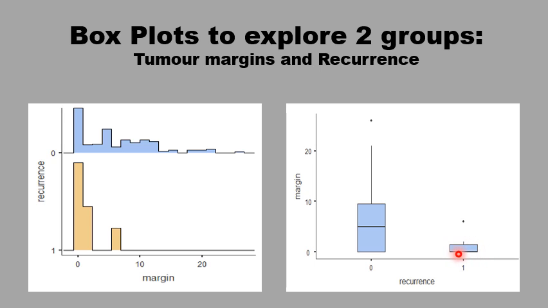Most of them are 0. That's where you would have the mean, and the spread above the median. The next 25% is very low indeed. So 75% of the patients who had a recurrence had a very limited safety margin, and only an outlier had anything more than that.